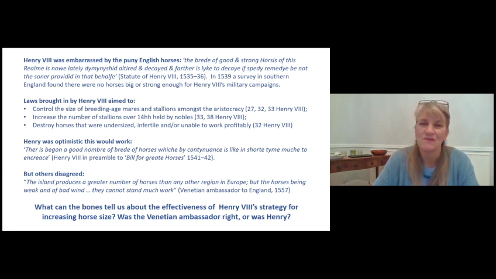So the first one talks about Henry being embarrassed by the horses. The second one talks about the laws that he brought in to try and do something about it. So I'll give you a minute to read those and again to write down your answers to anything you think is interesting about that in terms of what does it tell you about what Henry VIII was concerned about, and what did he try and do.